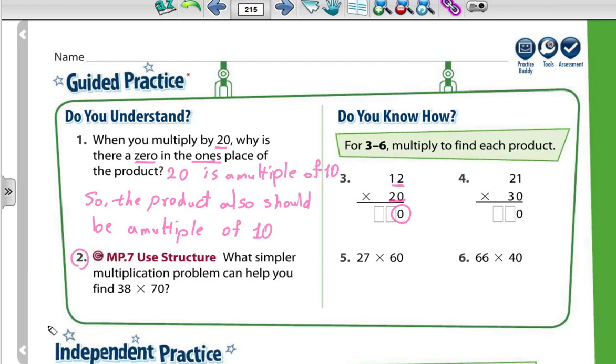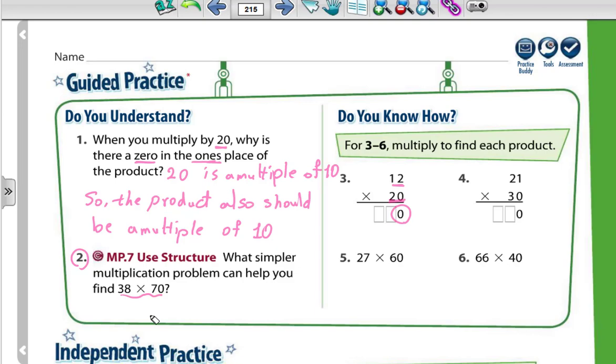Okay, let's move to question number 2. In this one also we need to think of the reason. What simpler multiplication problem can help you to find 38 times 70? If you know the answer, say your name. What is the easier or simpler multiplication problem that can help us to find 38 times 70? Anyone? I know. Say your name. I'm Muhammad Maidan. Yes, Muhammad.